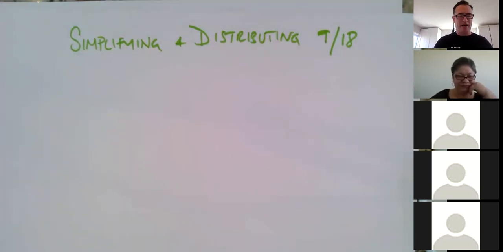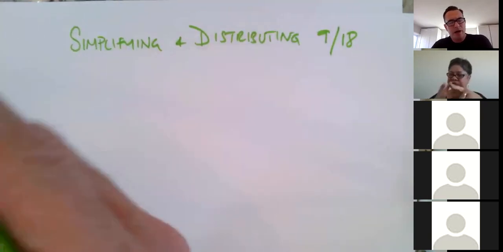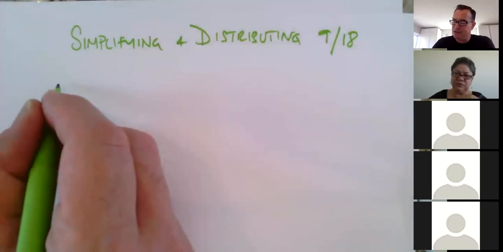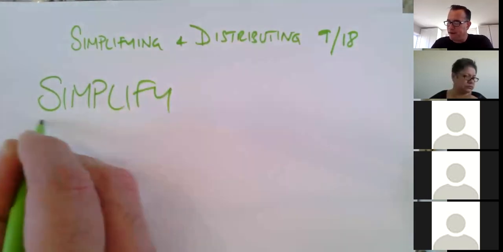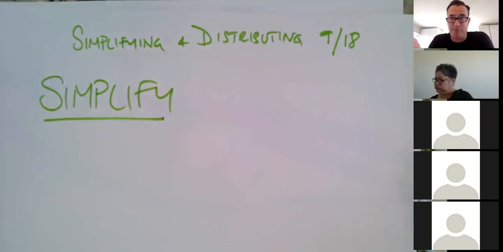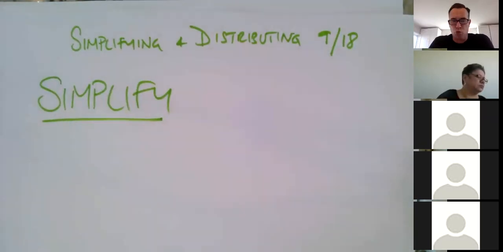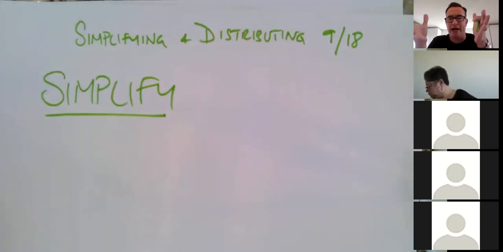This is great. Okay, so simplifying, distributing. What I want to do first is to talk about this word for a second, because a lot of times in algebra, you'll get directions that get repeated a lot. And one of the ones that happens a lot is the idea of simplify. They'll say, simplify this expression, simplify this, simplify that. And what I want to make sure you understand is when we talk about the word simplify, it means to make less complicated, to make more simple.